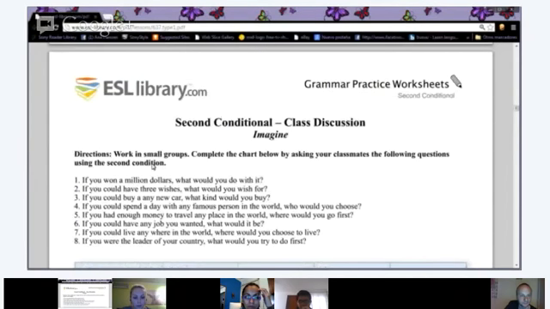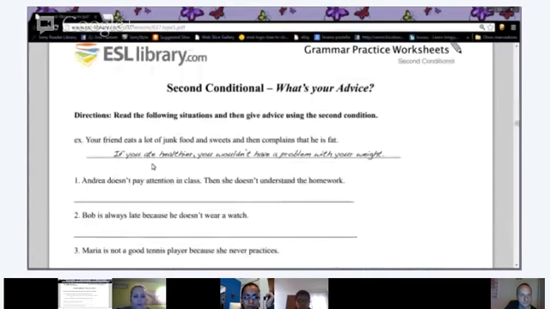Let's skip. We've got a couple of minutes left. So we're going to skip down through here. We're going to skip 5 because that's more group work. All right, so read the following situations, then give advice using second conditional. So our example here is, your friend eats a lot of junk food and sweets and then complains that he's fat. Okay, so our example here would be, if you ate healthier, you wouldn't have a problem with your weight.